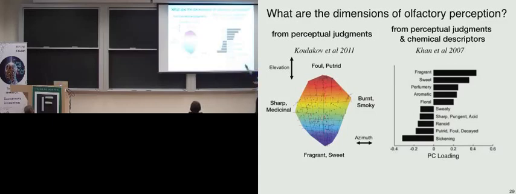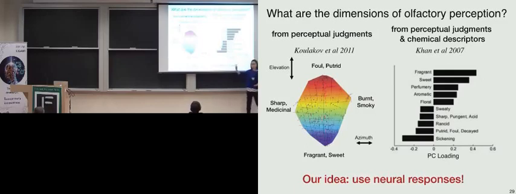So with this kind of prior knowledge, we want to understand perception with only neural response. We want to find some lower-dimensional latent olfactory perceptual space using neural response only. But all the previous work used human perception. They don't analyze neural response.